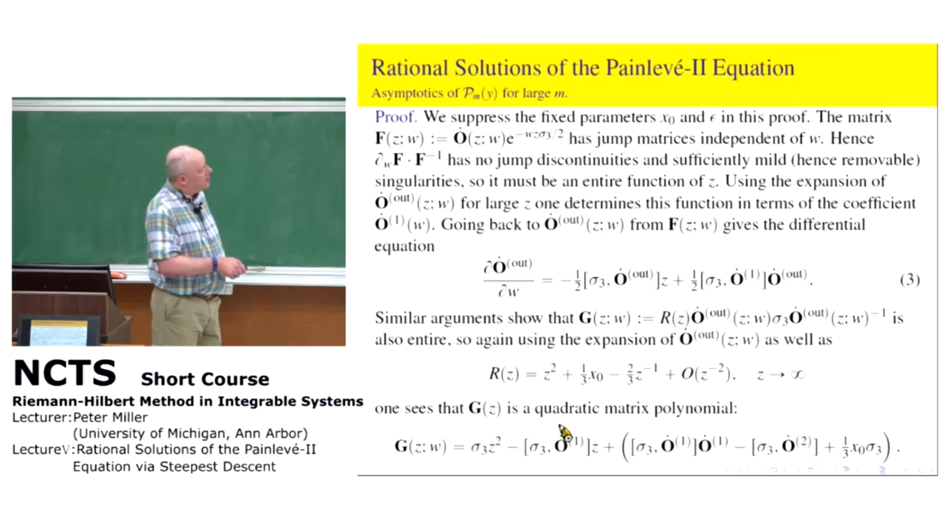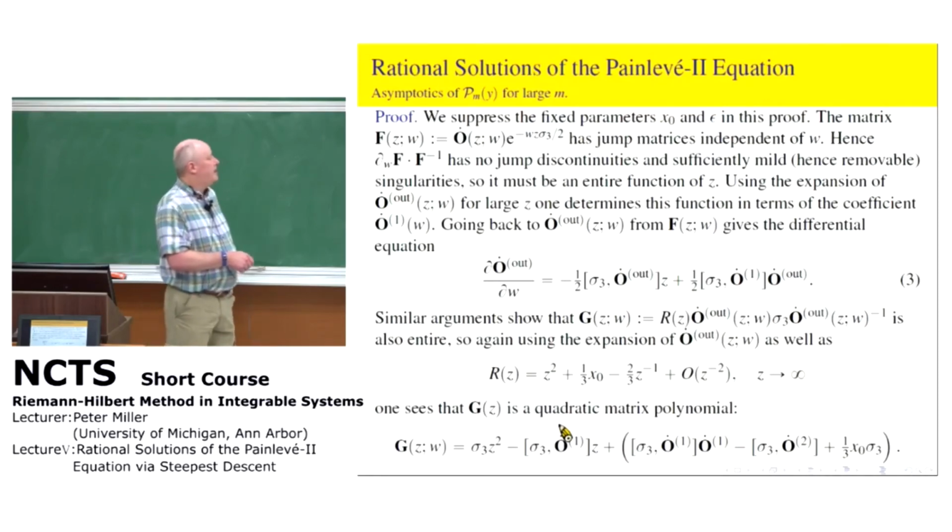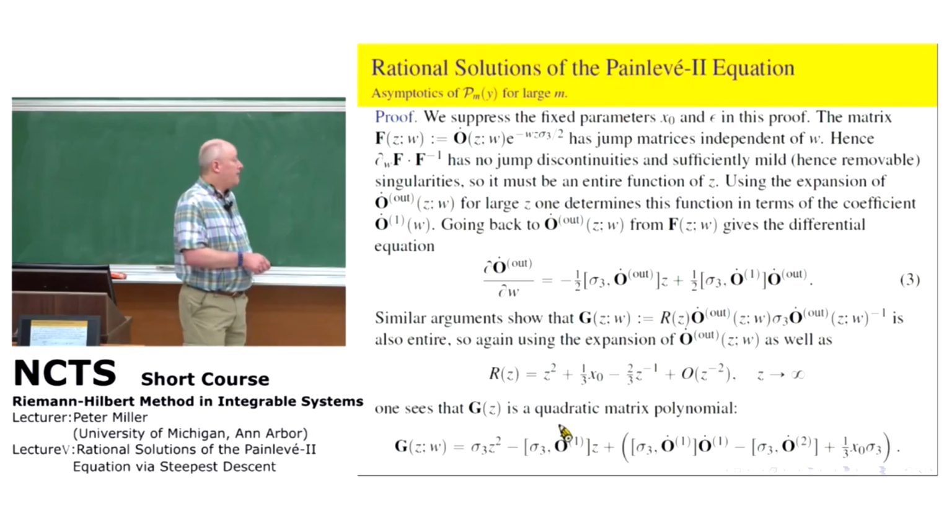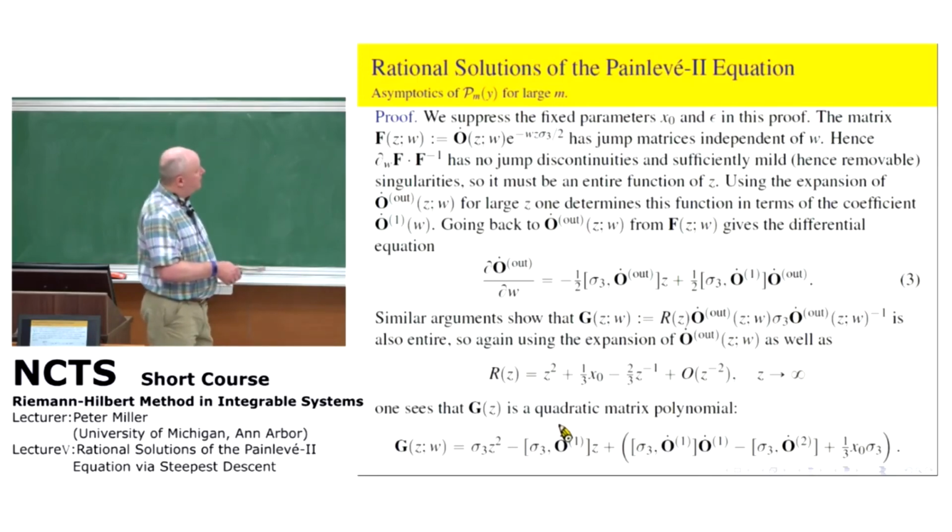So it has no jumps anywhere in the finite plane, and then you expand it out for large z, and you find out, using this expansion of R and the expansion of O dot out that we had on the last slide, that this g is a quadratic. It's a quadratic matrix polynomial, so the leading term is sigma 3 z squared, and then there's a z coefficient and a constant term, all written in terms of these expansion coefficients, O dot 1 and O dot 2, and the value of x naught.